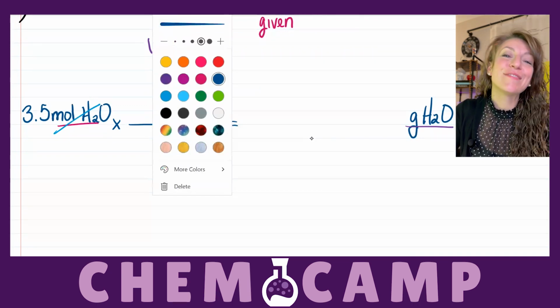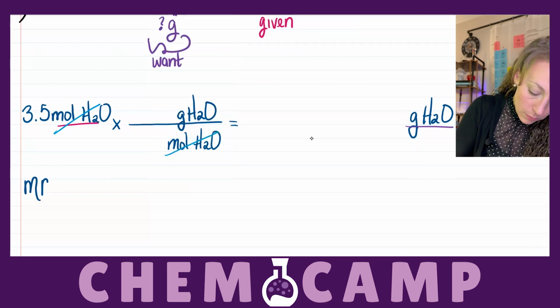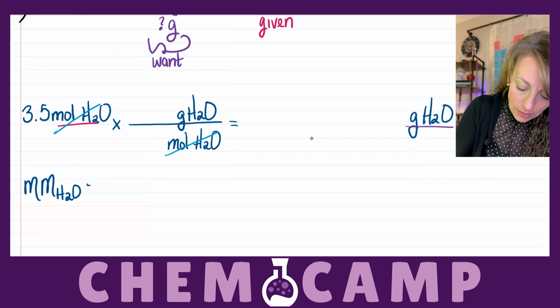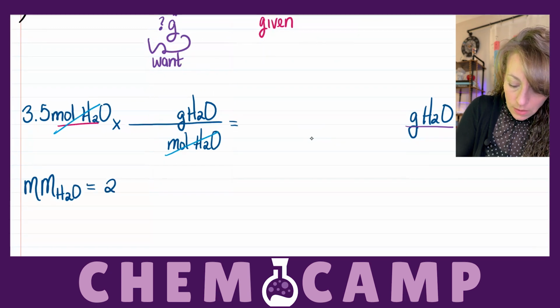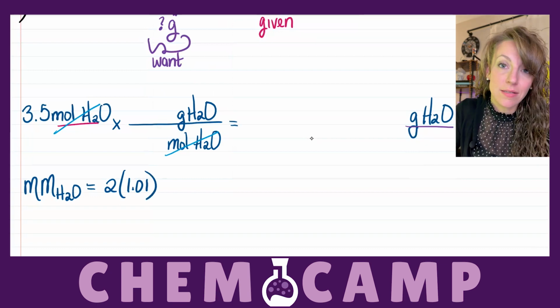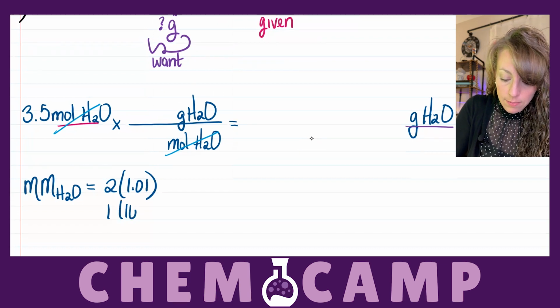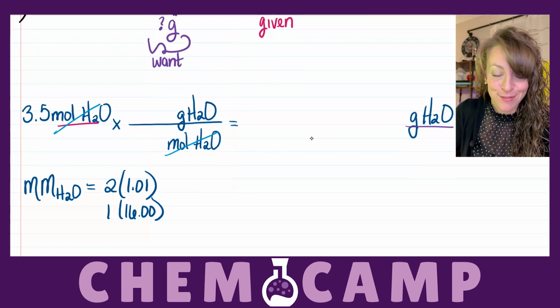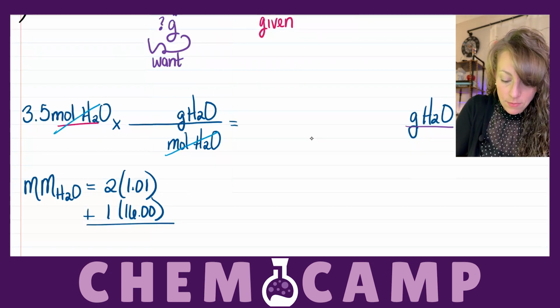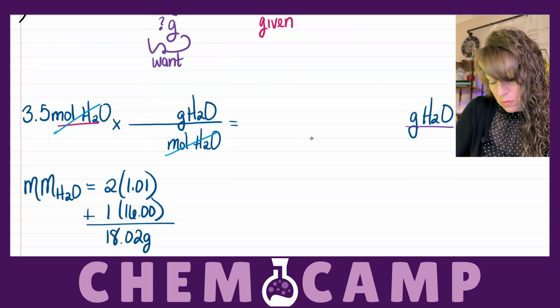The only thing I need to do next is calculate molar mass. So we're going to calculate the molar mass of H2O, where we've got 2 atoms of hydrogen times 1.01, the atomic mass of hydrogen from the periodic table, and 1 atom of oxygen times 16.00, the atomic mass of oxygen. We're going to take the sum of those products and get a total of 18.02 grams per mole.